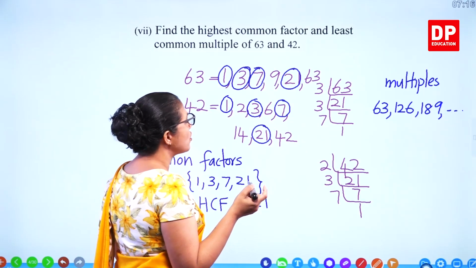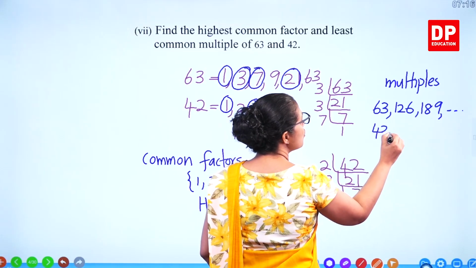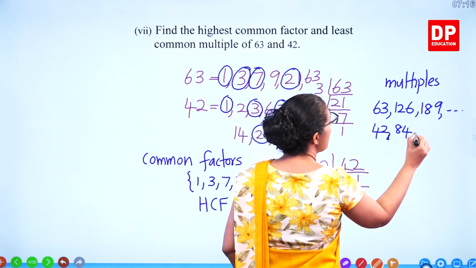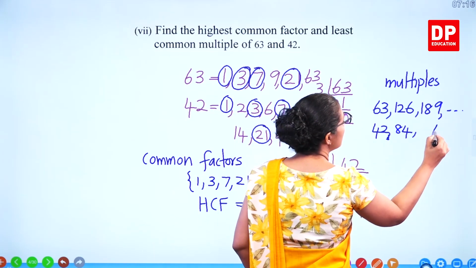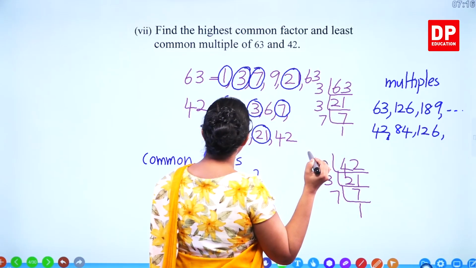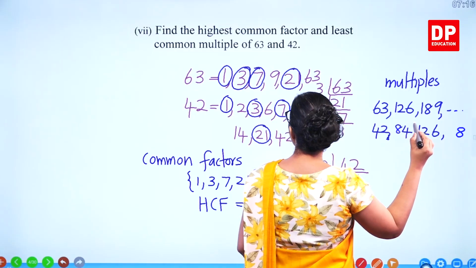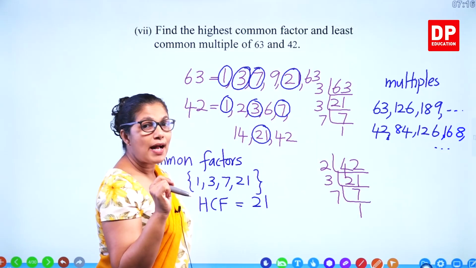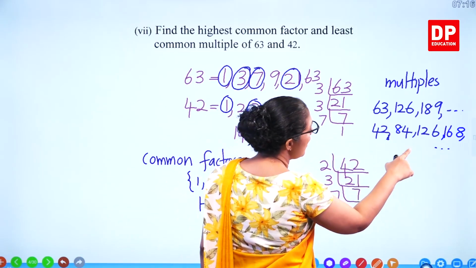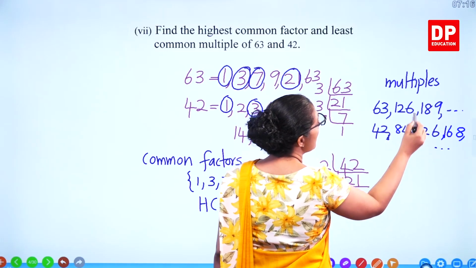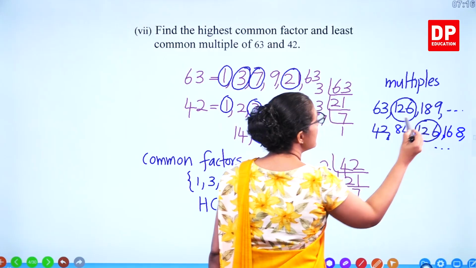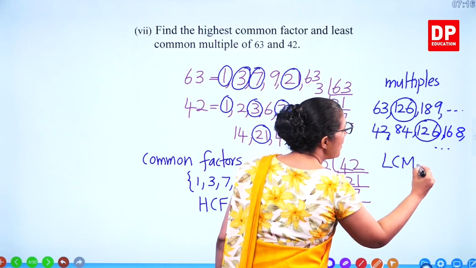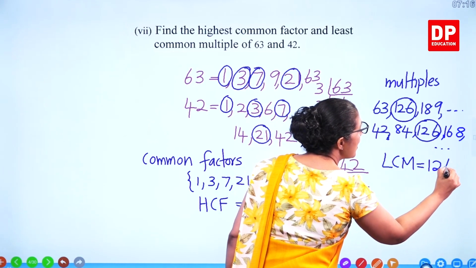We'll take 42. What are the multiples? 42. Multiplied by 2, 84. Multiplied by 3, 126. Multiplied by 4, 168. Now, least common multiple means you have to take the least value. So which one is common? 126. So what's the least common multiple? LCM. Least common multiple is 126.